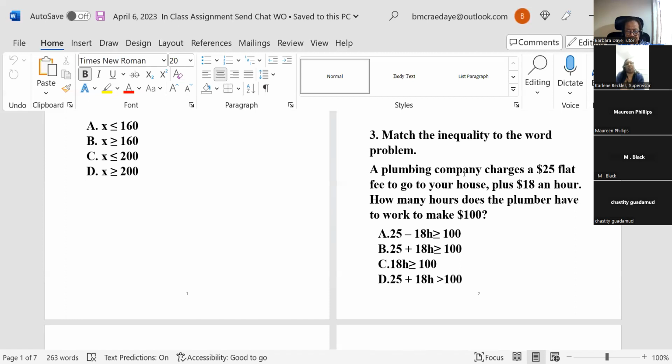$25 flat fee, plus $18 per hour. How many hours does a plumber have to work to make $100? Okay, so certainly.